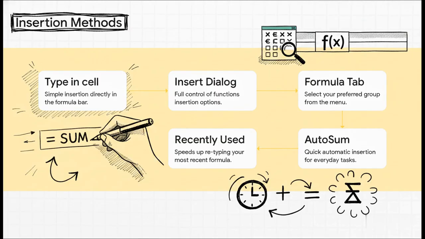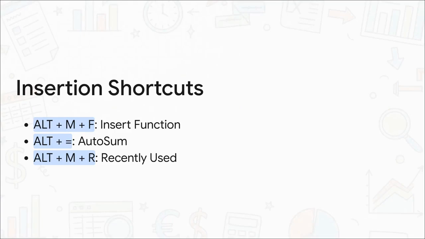So you can type directly into the cell, which is straightforward, sure, but definitely prone to typos if you aren't super careful. You can also use the Insert Function dialog box for full control, navigate the Formula tab menu, use the quick auto sum feature, or just lean on the recently used menu if you're doing a lot of repetitive modeling. But remember, we are not using the mouse to click through any of these menus.